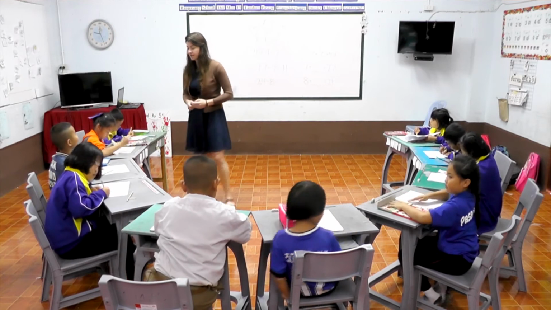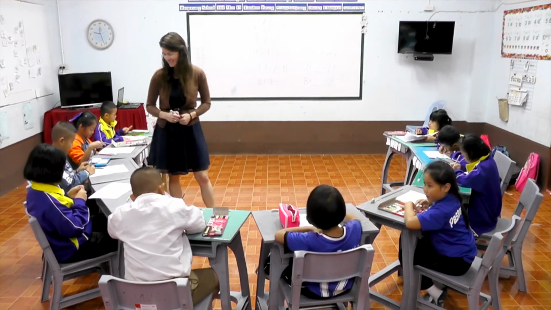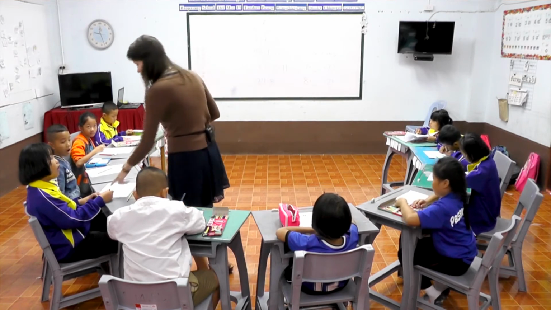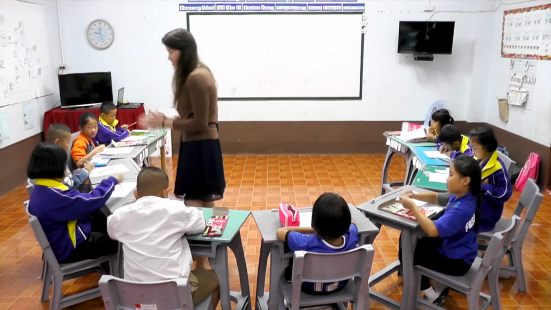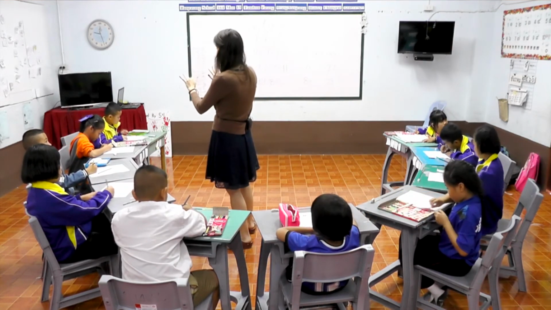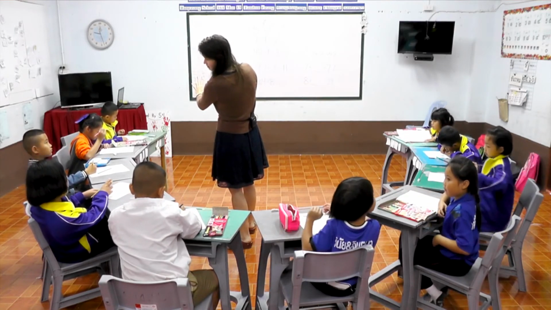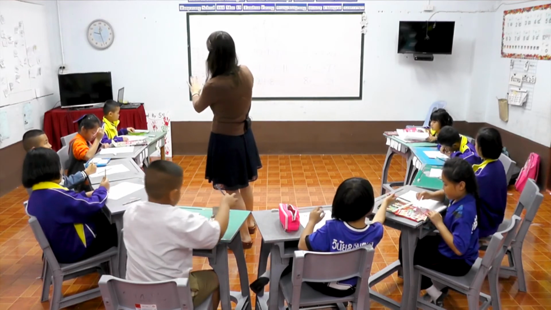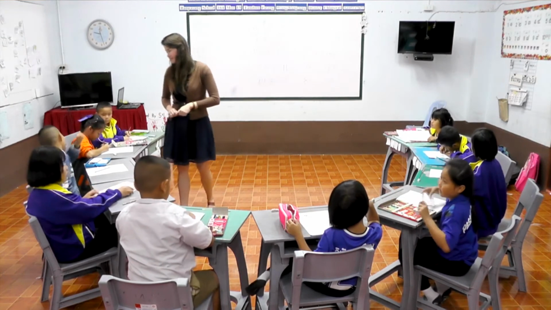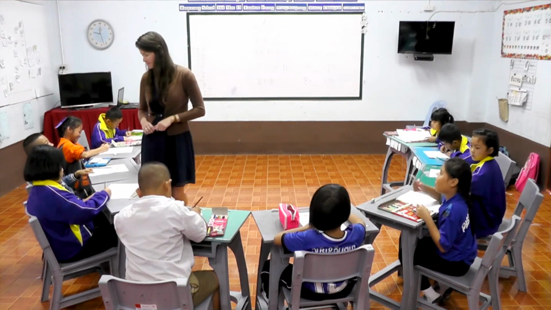81 divided by 9? Equals 9. You got it, bud. 81 divided by 9? Not 6. Use your finger trick. Look on your fingers. 1, 2, 3, 4, 5, 6, 7, 8, 9. What do you think? How many here? 81. So we know 9 times 9. Equal 3? Are you sure?